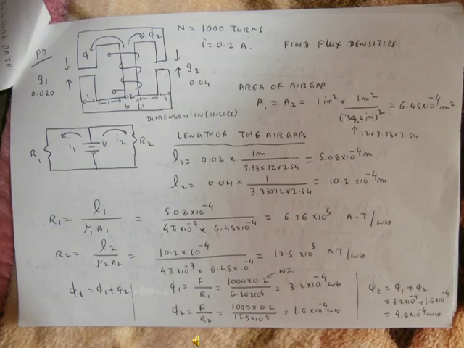Therefore phi 1 equals the mmf divided by R1. So we will have 1,000 multiplied by 2 divided by 6.26 multiplied by 10 power 5. So you have 3.2 multiplied by 10 power minus 4 Weber. And phi 2 can also be calculated as the mmf divided by R2. So there will be 1,000 multiplied by 2 divided by 12.5 multiplied by 10 power 5. So you got 1.6 multiplied by 10 power minus 4 Weber. So phi is phi 1 plus phi 2: 3.2 multiplied by 10 power minus 4 plus 1.6 multiplied by 10 power minus 4, you got 4.8 multiplied by 10 power minus 4 Weber.